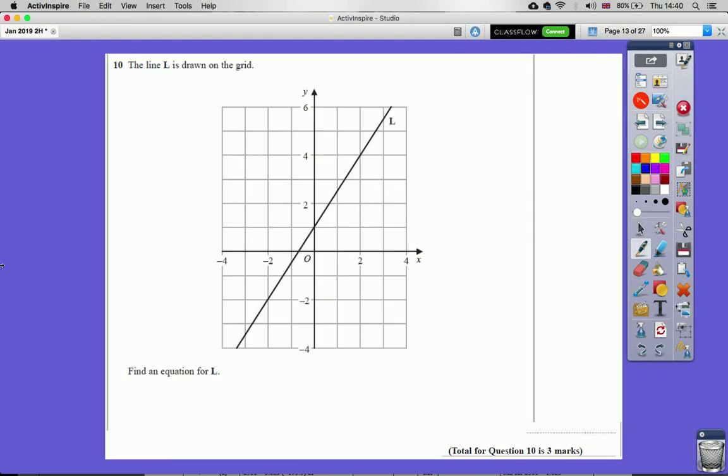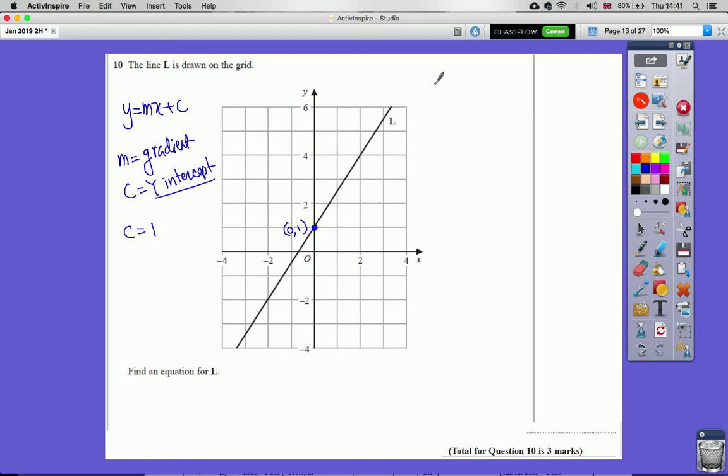Okay, question number 10. The line L is drawn on the grid. Find an equation for the line L. So we know that equation of a straight line is y is equal to mx plus c, where m is the gradient and c is the y-intercept. So first, let's see if I can find out the c. Yes, c is clearly given to me. C is the y-intercept, which is 0, 1. So in this case, c is going to be 1.